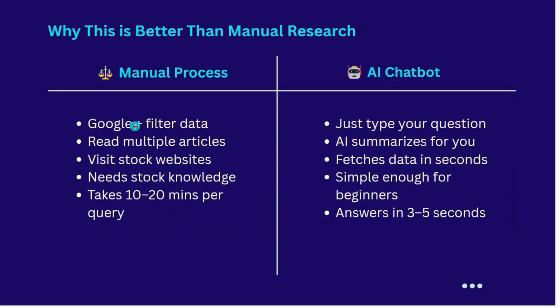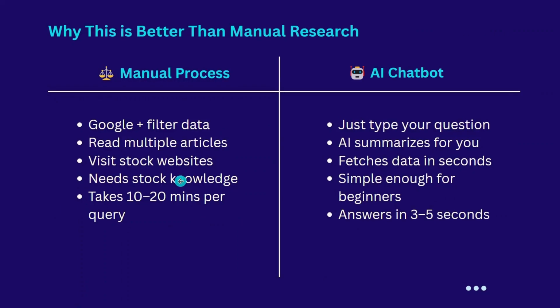Okay, next I explain why this is better than manual research. If you do it manually, you have to Google, open multiple websites, read through many articles, and also have some stock market knowledge. It usually takes 10 to 20 minutes just to find one answer. But with our AI chatbot, you just type your question, it instantly fetches real-time data, summarizes the news, and gives the answer in 3 to 5 seconds. And with this chatbot, there is no need for any special knowledge. Anyone can use it easily.